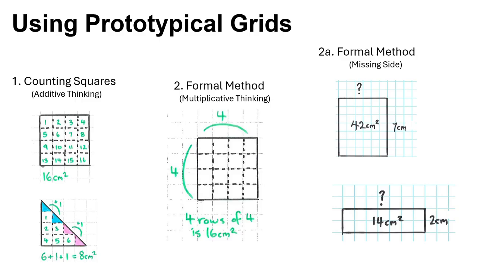Okay, so number 2 is those formal methods, that multiplicative thinking. 4 rows of 4 is 16 centimeters squared. And then I like to stretch that formal thinking, which I put under 2A, with calculating a missing side. So if I have an area of 14 centimeters squared and one of my sides is 7 centimeters, what is the other side? And the same down the bottom there with 14 centimeters squared. I've got 2 centimeters on my right side. What is the missing side?